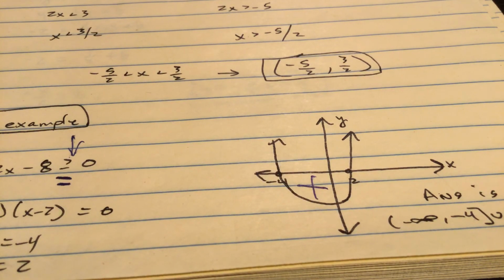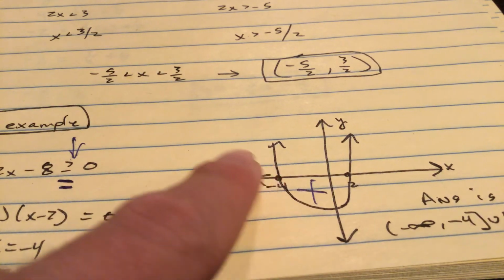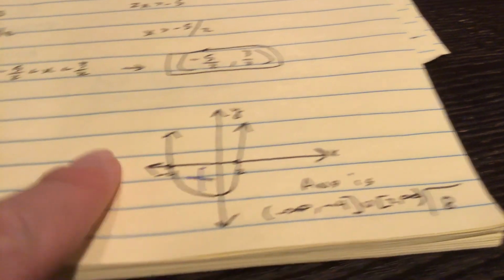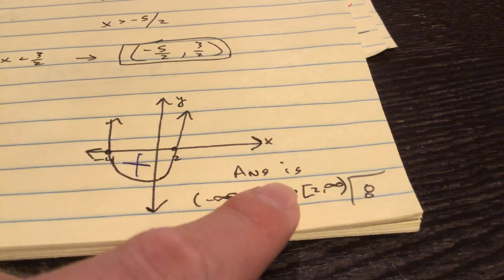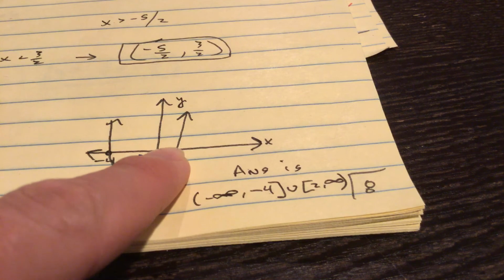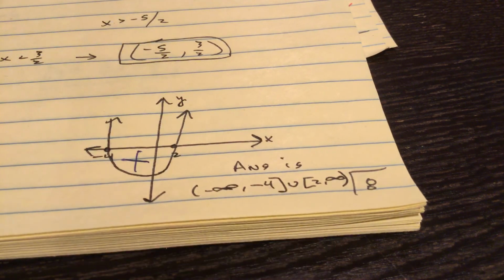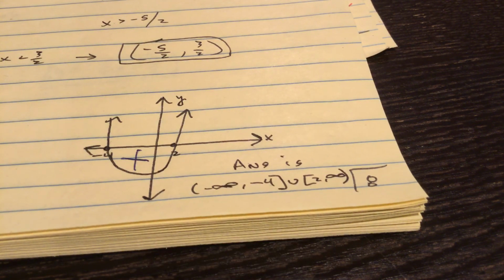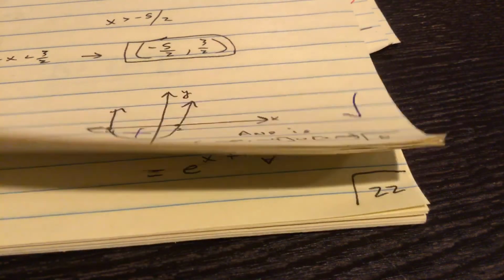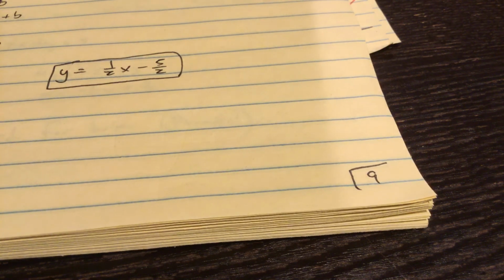So my answer would be negative infinity to negative 4, above the x-axis. Bracket around negative 4 because it's allowed to be 0. Union means it picks up again from 2 to infinity. Bracket around 2. Again, we'll talk about brackets, parentheses, and union more in actual class. All right. What else we got here?